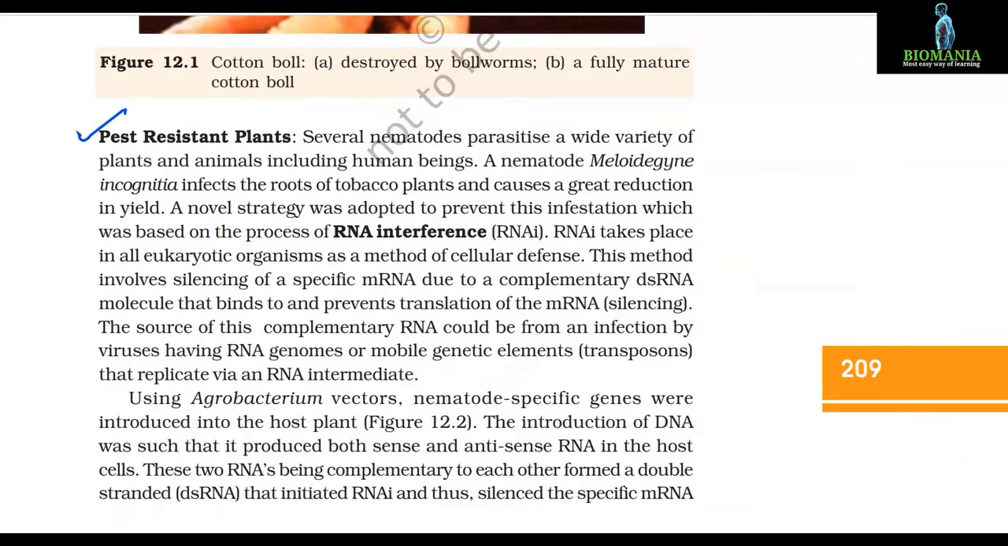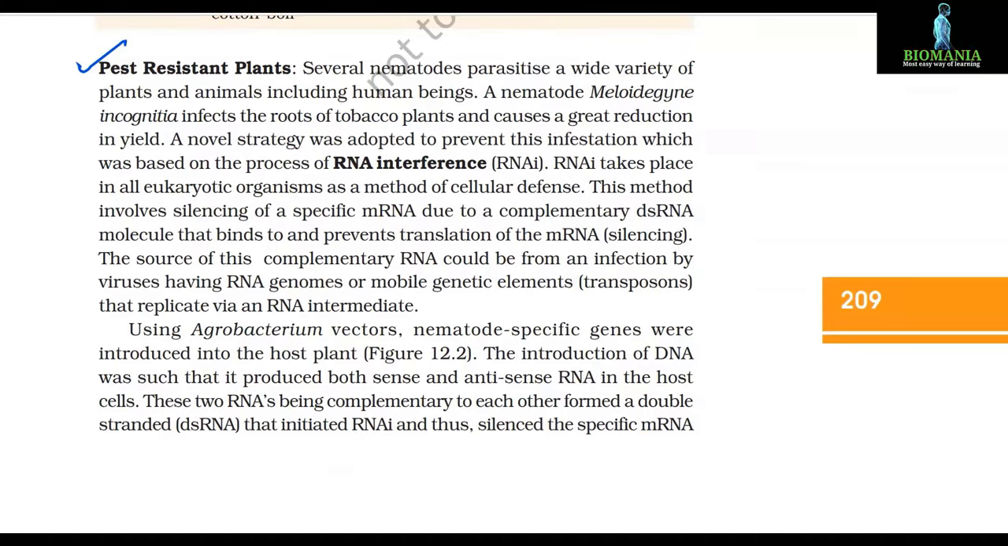Pest-resistant plants. Several nematodes parasitize a wide variety of plants and animals including human beings. A nematode Meloidogyne incognita infects the roots of tobacco plants and causes a great reduction in yield. A novel strategy was adopted to prevent this infestation, which was based on the process of RNA interference, that is RNAi. RNAi takes place in all eukaryotic organisms as a method of cellular defense.